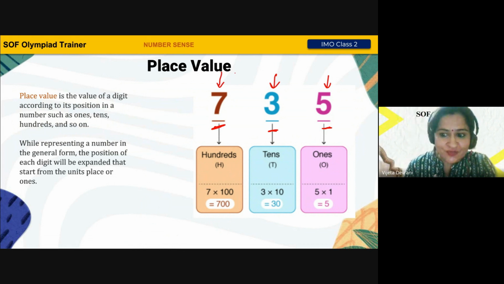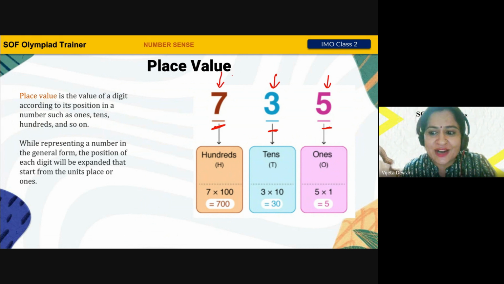30 is the place value. You told me the place value. And what did I ask you? I asked you the place. So place is tens. Place value is 30. Correct? Okay, Shreya? Place is tens. See, if I keep this 5 here, this is my ones place. And this 3 is at tens place. And this 7 is at hundreds place.